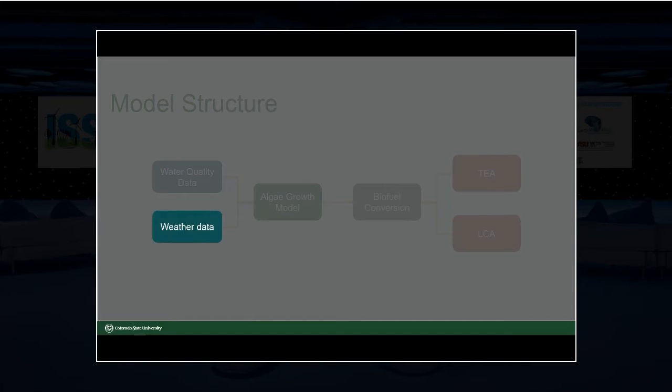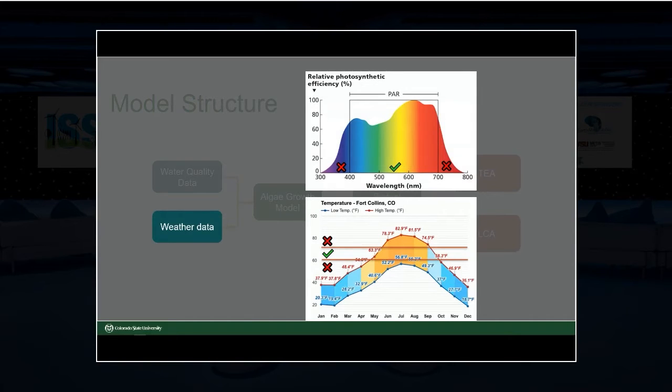Moving on, we will now discuss the other major input data used in this model, which is the weather data. Not all light promotes photosynthesis. Algae need light in the PAR range, which is from 400 nanometers to 700 nanometers, to promote active photosynthesis. Similarly, not all states have the same number of days of sunshine. New Mexico may be a desirable location for an attached algae system because of the access to sunlight, whereas Washington may be undesirable because of the number of cloudy days it experiences.